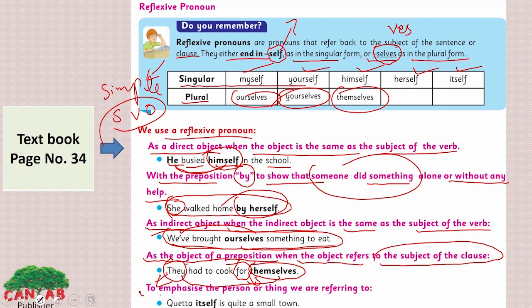Look at the last one. To emphasize the person or thing we are referring to, Quetta itself is quite a small town. Person or thing के लिए sometimes and usually we add itself to refer to things. Quetta itself, here Quetta is a city, itself is a reflexive pronoun here. Quetta itself is quite a small town.